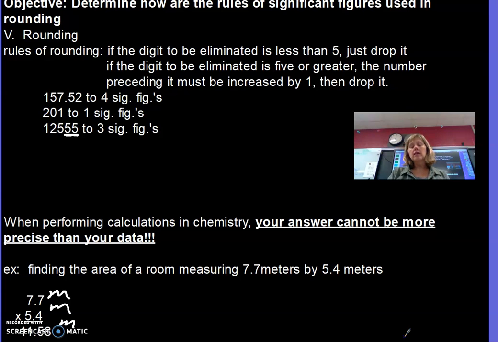The rules are a little bit different when we talk about addition and subtraction versus multiplication and division, so we'll address that. But first, let's just practice rounding some numbers.